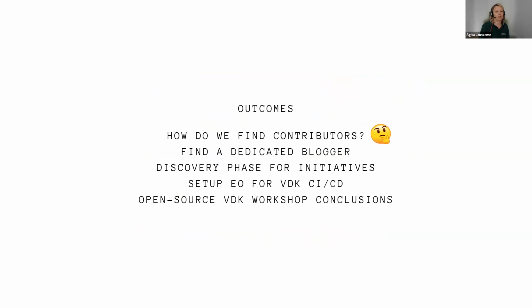Then we had a retrospective. I just want to quickly mention a couple of things. How to find contributors is something to think about, like an action item. Finding a dedicated blogger: we found a person possibly to blog about VDK and how to use it, a real writer, a person who actually knows what they're doing. And the open source VDK workshop conclusions is actually this thing that I'm presenting now. And then there's a discovery phase for initiatives, but I don't remember what it was. Maybe Stanley, you can say a couple of words on this.